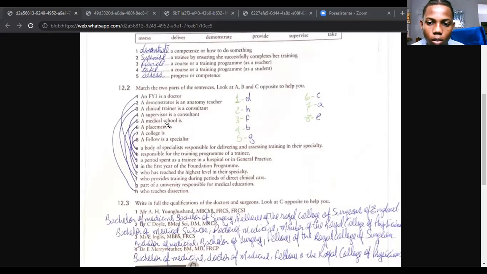5. A medical school is the part of the university responsible for medical education. 6. A placement is a period spent as a trainee in the hospital or in general practice. 7. A college is a body of specialists responsible for delivering and assessing training in their specialty. 8. A fellow is a specialist who has reached the higher level in their specialty.